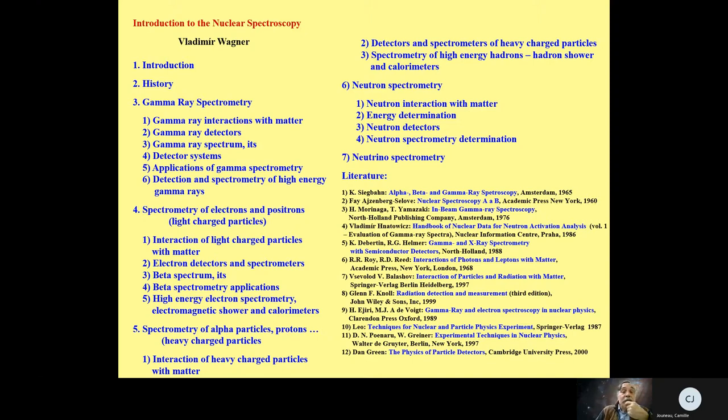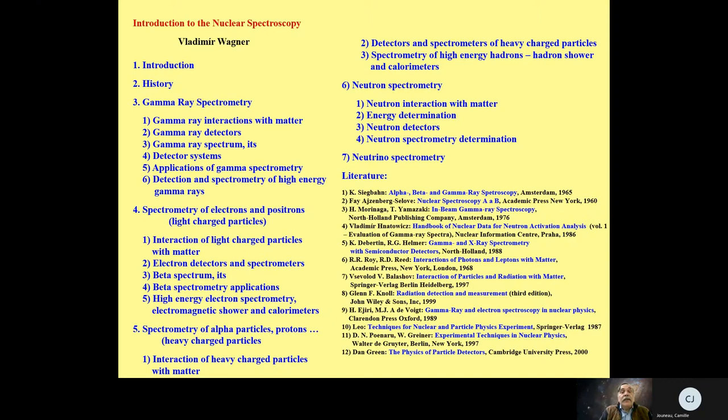After that, we will start with gamma spectroscopy, and I think that it is the most important part of our lecture. Any field, gamma, electrons, heavy particles, neutron spectrometry, and neutrino spectrometry, will be in this schedule. Each time it is similar. First we will discuss, and I think for you it will be a repetition of, how the interaction of these particles or rays with matter works.